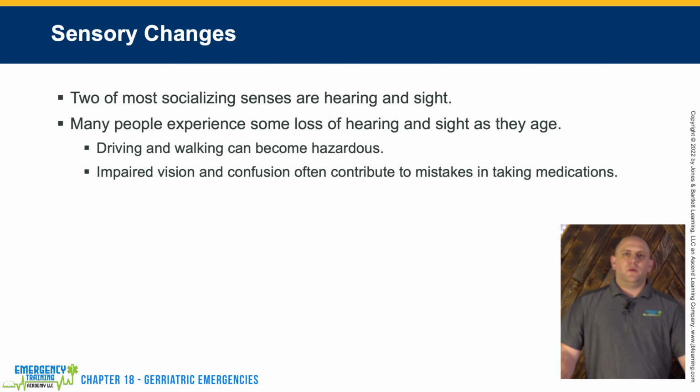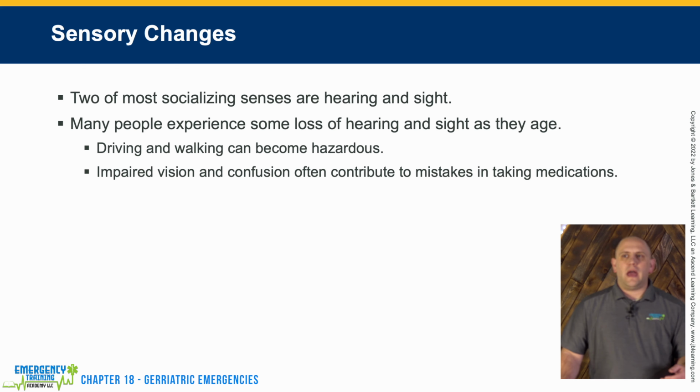So the first change that we're going to talk about is our sensory changes that happen as our patients age. Two of the most socializing senses that we have are our hearing and our sight. Many people are going to experience some amount of hearing and sight loss as they age. Because of this, it can lead to difficulties in walking or driving. It also can contribute to confusion and mistakes in medications because they're unable to see and read the labels very clearly.